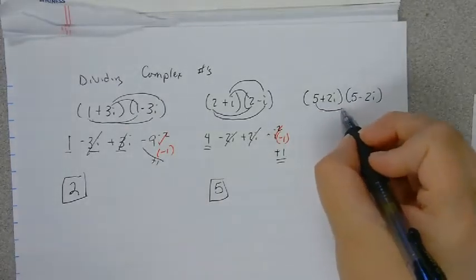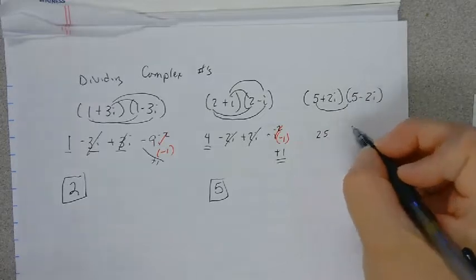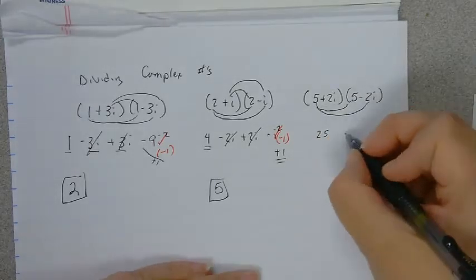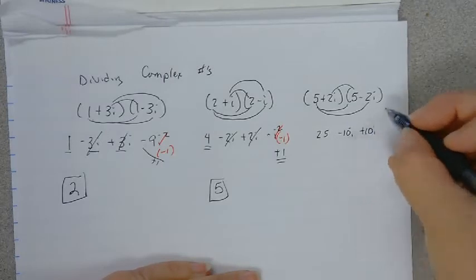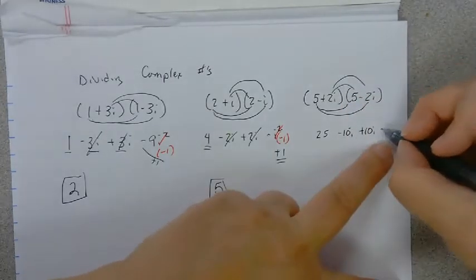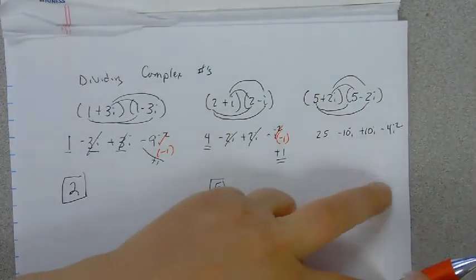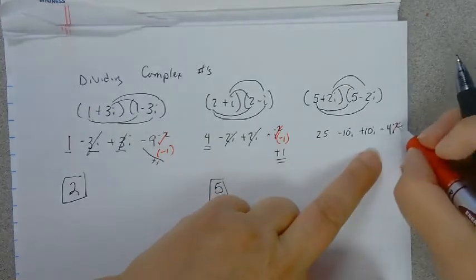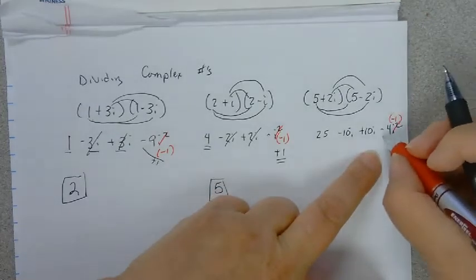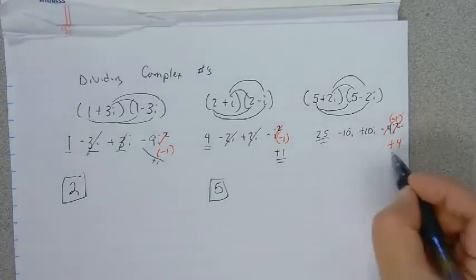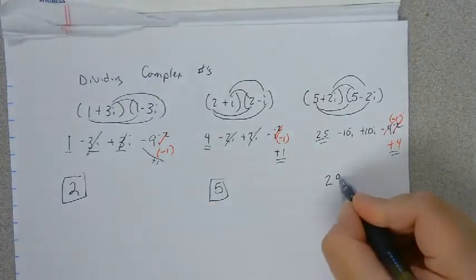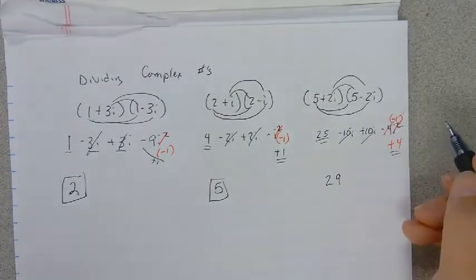On this one, 5 times 5 is 25. This is minus 10i. This is plus 10i. And this is minus 4i squared. The 4i squared turns to negative 1, so that really turns to plus 4. So I have 25 plus 4, which is 29, and the negative 10i and positive 10i cancel.